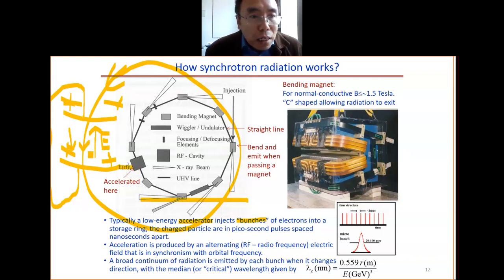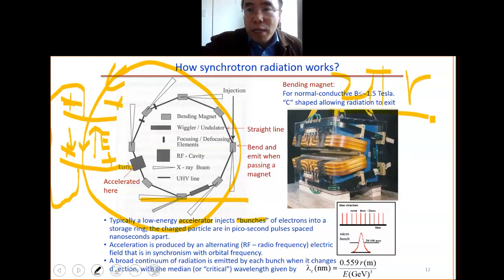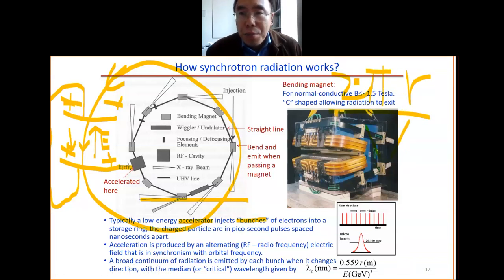Then you can imagine the switching field. The frequency of this RF is related to 2 pi r divided by the speed. So this is the period. The period of this RF is given by 2 pi r divided by the speed. The speed here is very close to the speed of light.